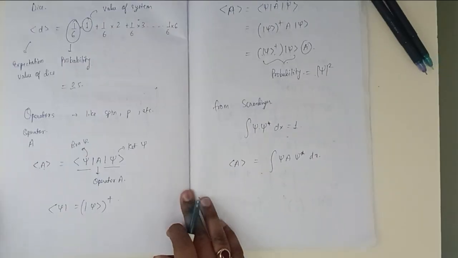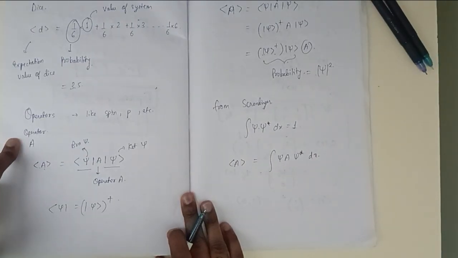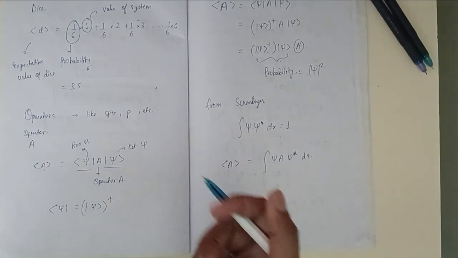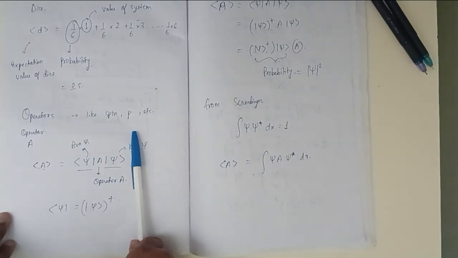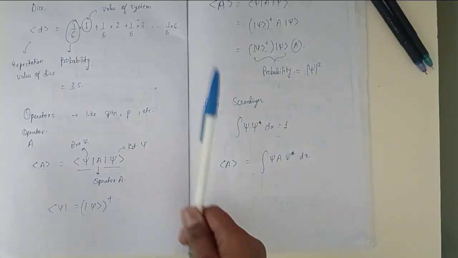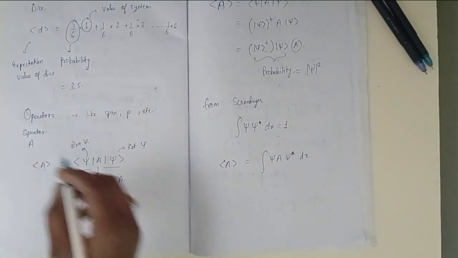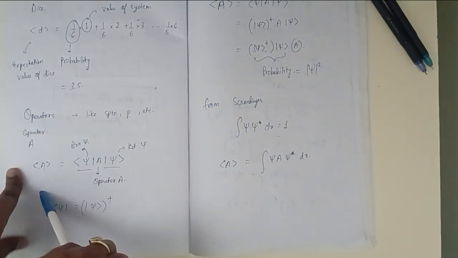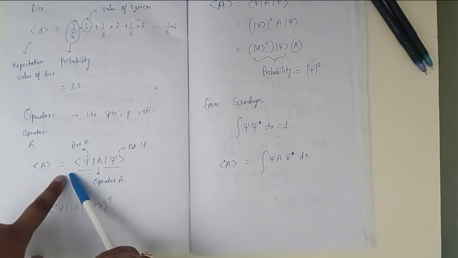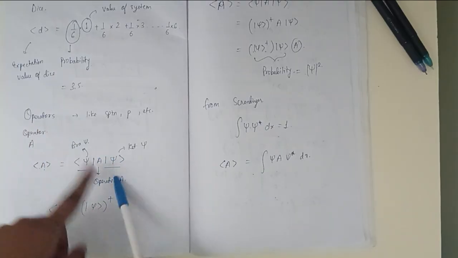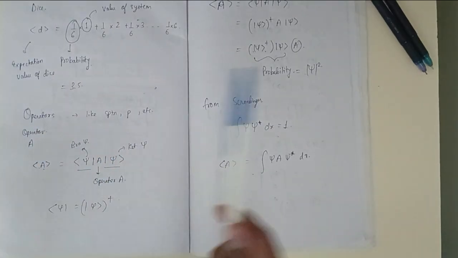Before, we have learned what operators are. There are many operators, for example for spin, momentum, and so on. Now, let's take an example of operator A. How do we write the expectation value for operator A? The expectation value of A equals bra psi, operator A, ket psi.